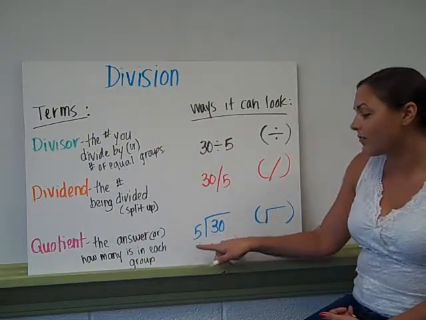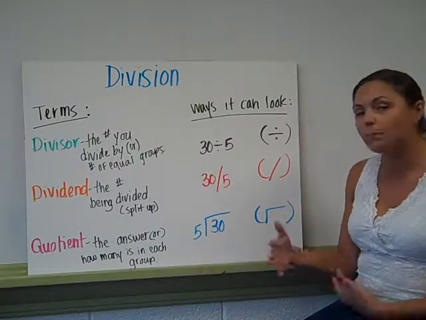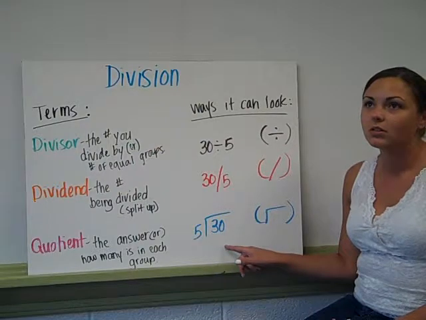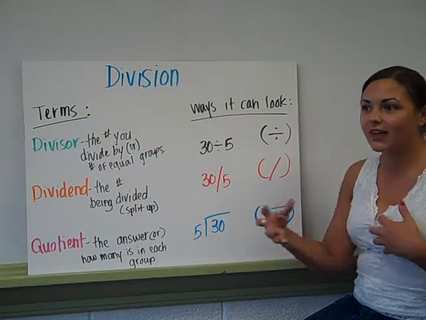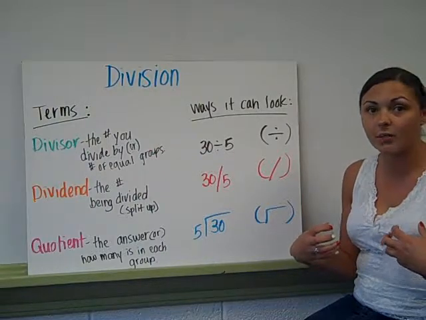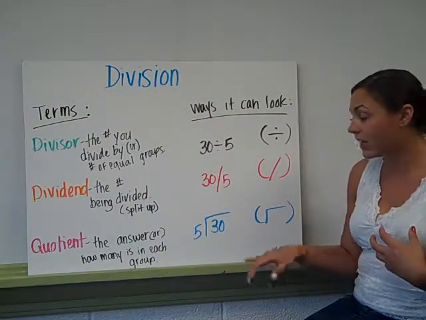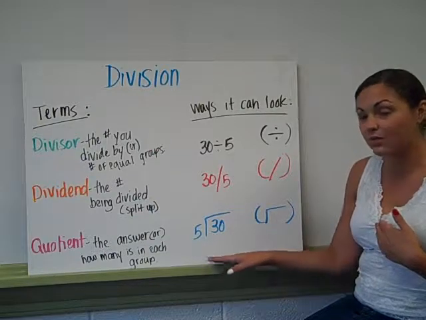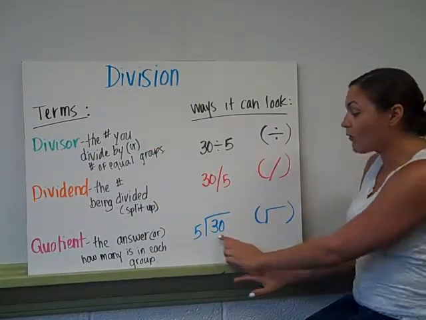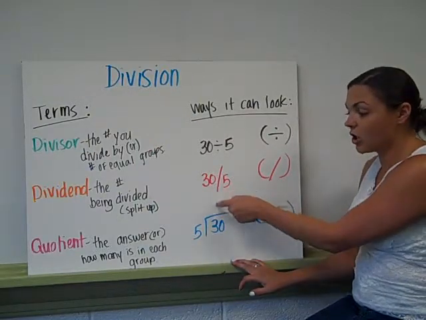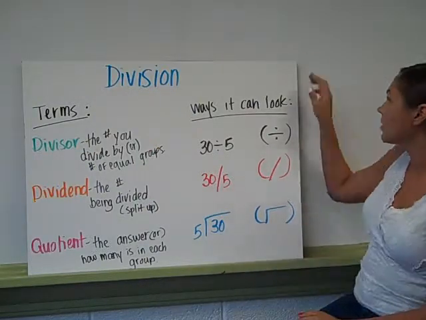30 divided by 5. You read this one backwards. Most students want to say 5 divided by 30. Well, if I took 5 and divided it equally into 30, I'm not going to have an even whole number. I'm going to end up with a decimal, a number that is less than 0. So that's not how you read this problem. You read it from what's inside the box out, and the quotient, or the answer, would go on top of the box.